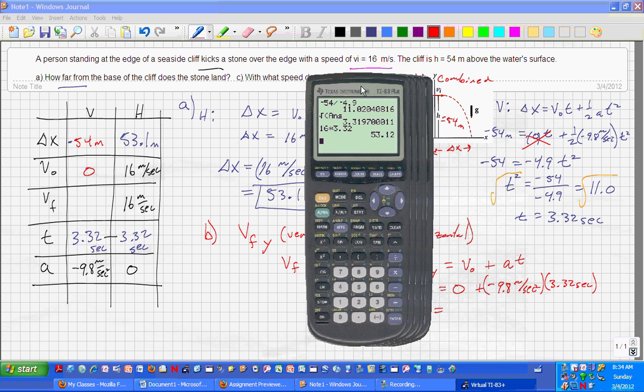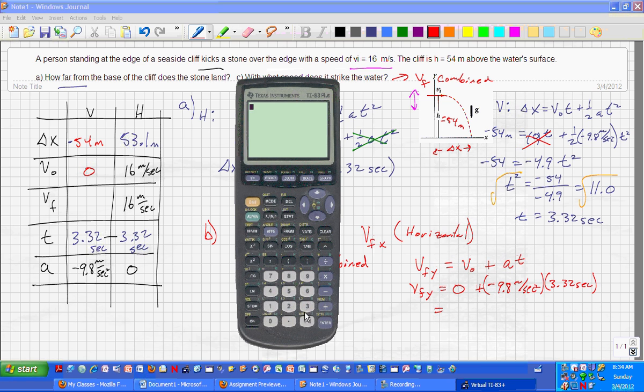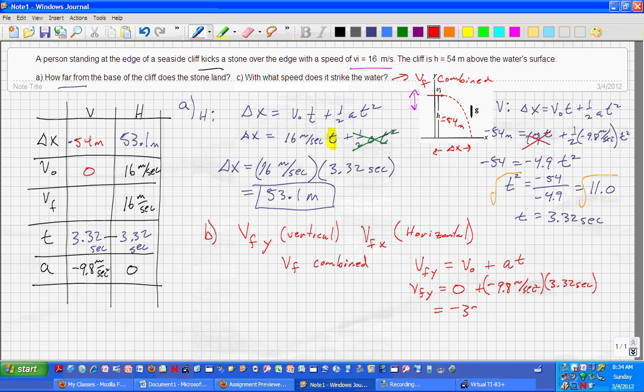So that means V final in the vertical direction is going to be negative 9.8 times 3.32, enter, and we get negative 32.54, or we'll just go to negative 32.5 meters per second. That gives us our vertical and our horizontal.